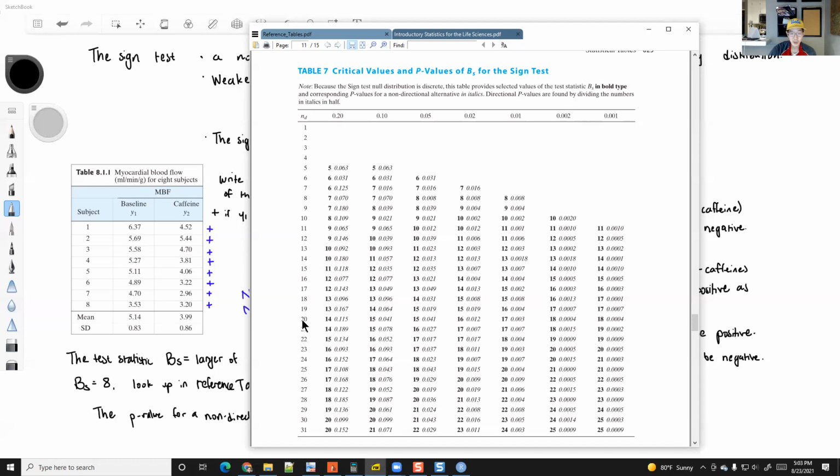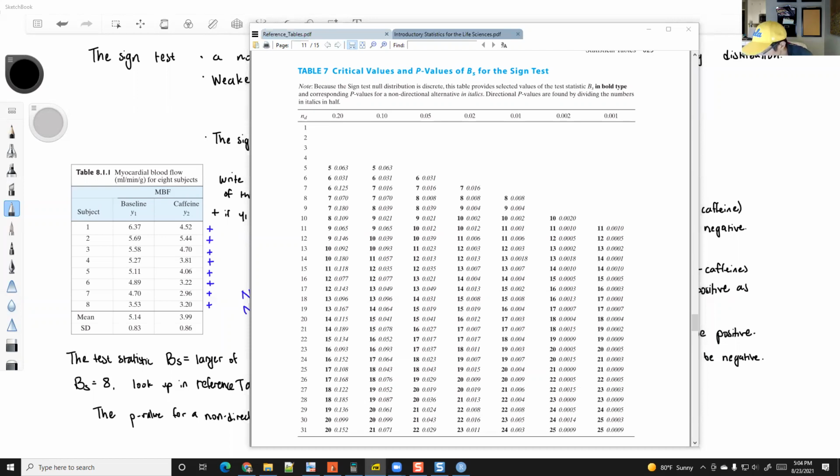At 20 observations, if you have 14 positive differences, your p-value is 0.115, which is significant at the 20% level, but not significant at the 10% level. If you get 15 positive differences, that would be significant at the 10% and the 5% levels, okay? To be significant at the 2% level, you need 16 positive differences. For the 1% level, you need 17 positive differences out of 20 observations or something like that. Does that kind of answer your question, I hope?